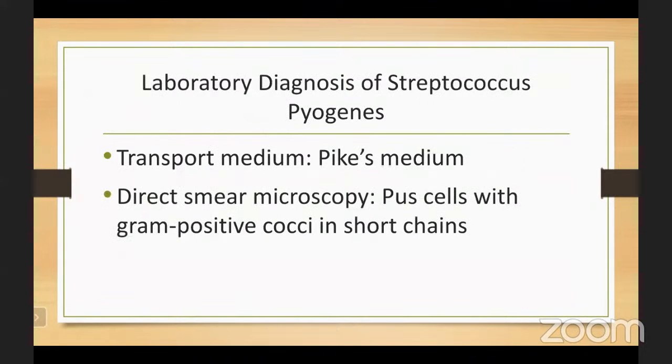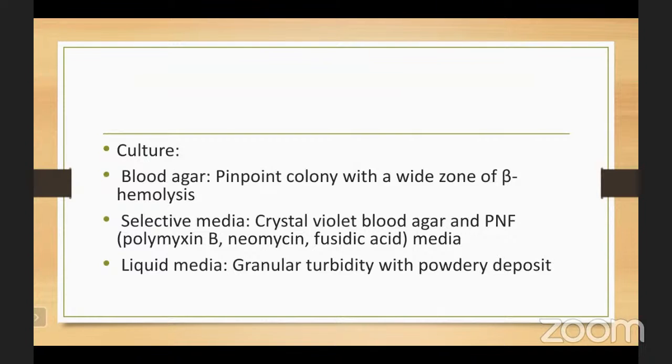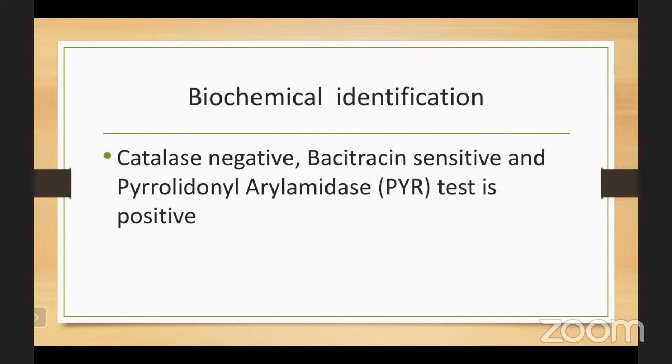Next one is the laboratory diagnosis of Streptococcus pyogenes. A transport medium such as Pike's medium is used. Under direct smear microscopy, pus cells with gram-positive cocci in short chains will appear. Under culture, on blood agar, pinpoint colonies with a white zone of beta hemolysis are seen. In selective media, crystal violet blood agar and PNF media are used. Next one is liquid media, where granular turbidity with powdery deposit will be seen.